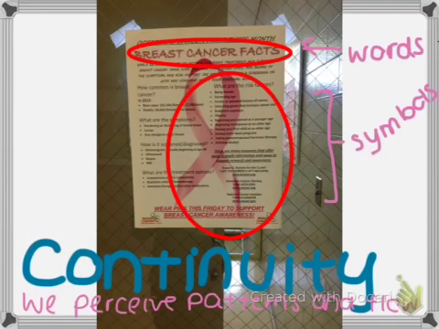The principle of continuity explains how we see patterns and symbols as continuous wholes rather than separate disconnected parts. We are able to read and comprehend the continuous flow of words on the poster rather than only noticing each shape of the letter. Also, we are able to understand the ribbon's continuous shape instead of only seeing the ribbon as individual sections or the shapes it outlines.